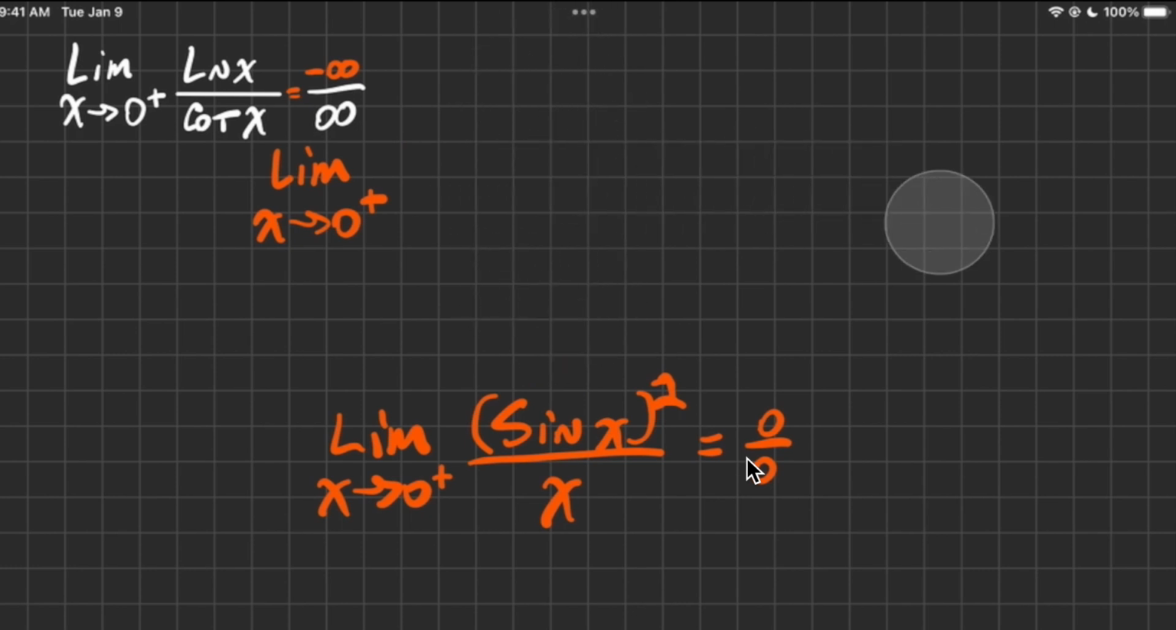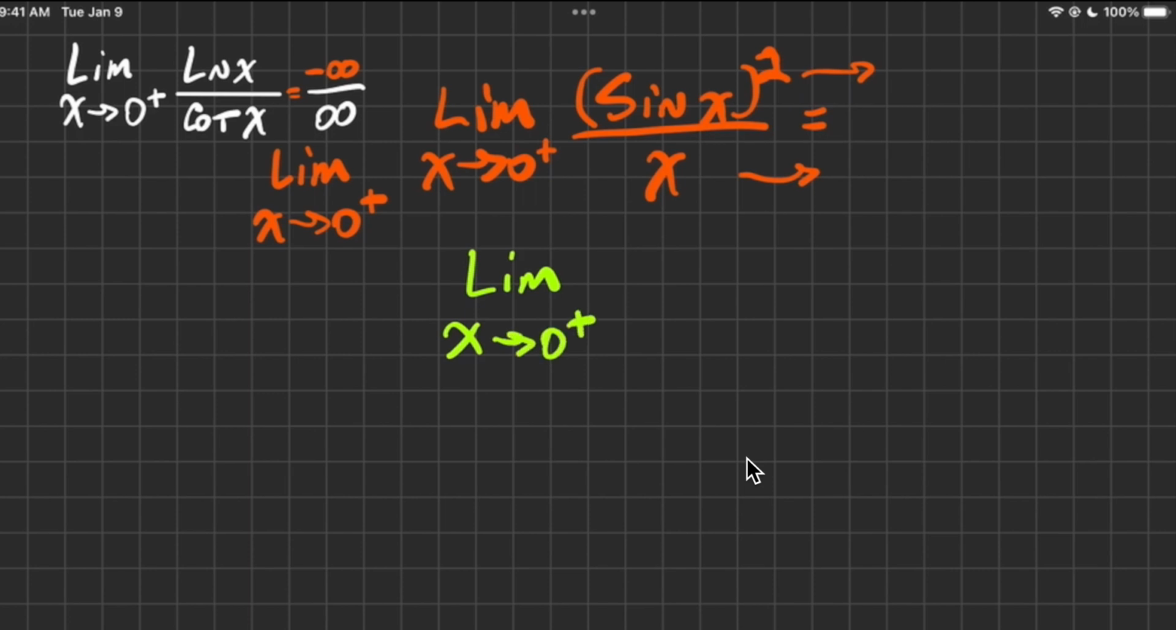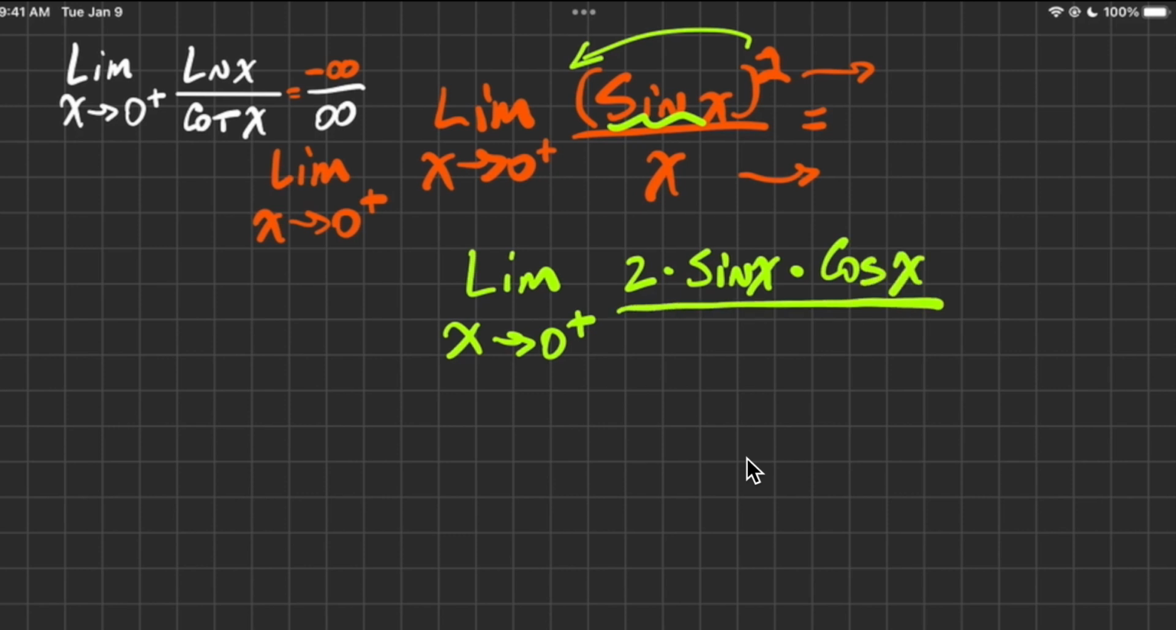So let me go ahead and make some room, and then we're going to now reapply L'Hopital's rule for a second time. We're going to take the derivative of the top and the derivative of the bottom. We are not going to use the quotient rule. Here's x going to 0 from the right. We're going to use the exponent rule, the power rule, excuse me. So we're going to get 2 times sine of x. Then we're going to use the chain rule and take the derivative of the inside and get cosine of x, and the derivative of x on the bottom is just 1.